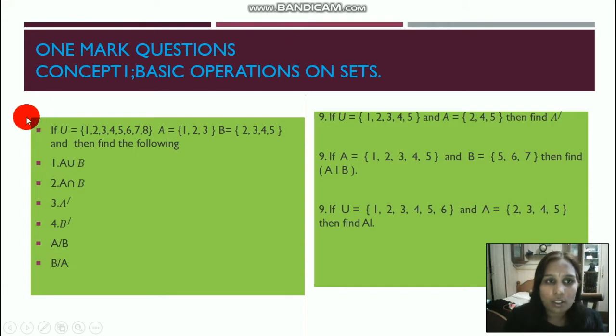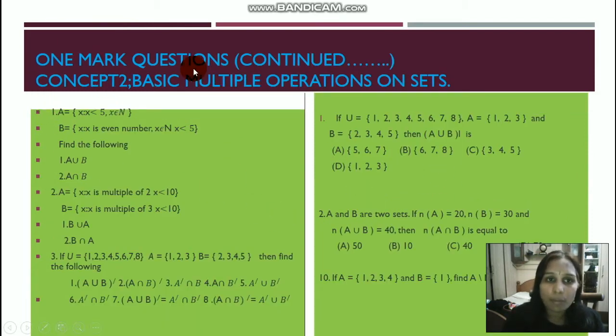1 mark questions. 1 mark questions based on concept 1, that is basic operations on sets. On the right side of the screen you can see 3 questions. These questions are based on concept number 1. On the left side of the screen you can see the questions, and these questions I have taken from our textbook, which are similar to board questions.